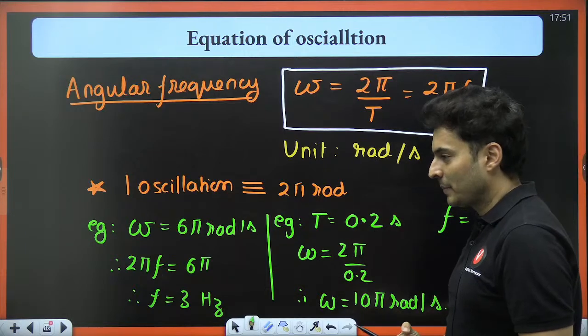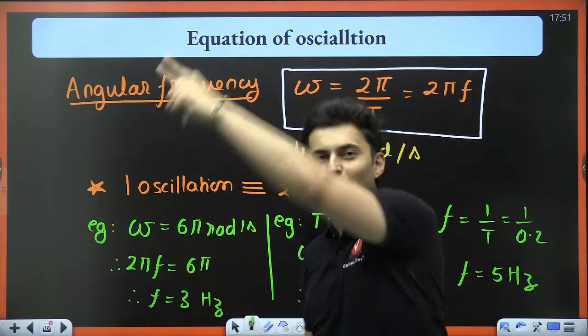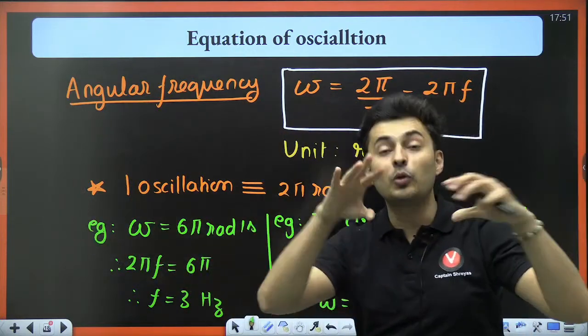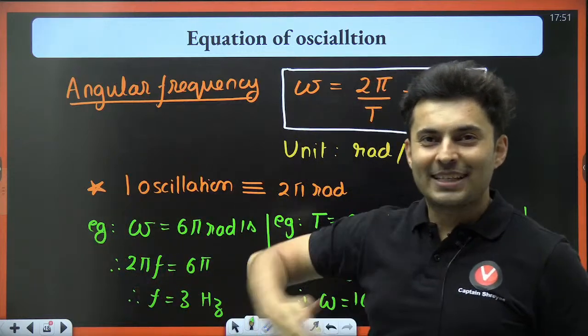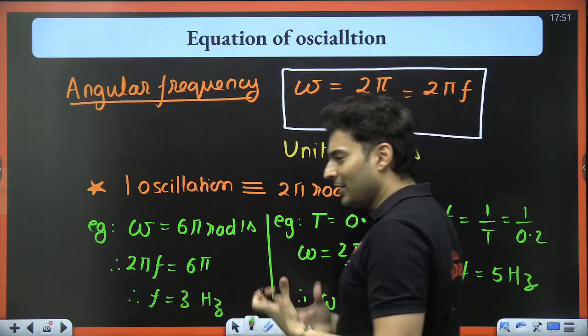Angular frequency, right? And one oscillation is 2 pi radians. Just like in trigonometry, one revolution is 2 pi. So here one oscillation corresponds to 2 pi. So if I say 10 pi, that means 5 rounds I have done. Got it? Got a feel?